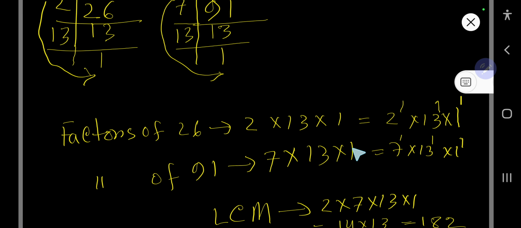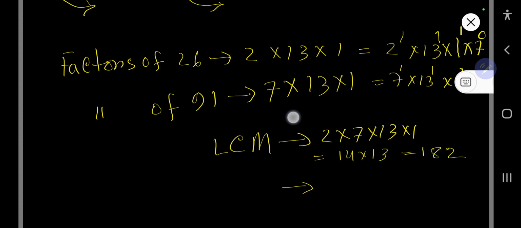So look, for 91 we don't have 2 to the power something, right? So we can write here 2 to the power 0. As you know, x to the power 0 is equal to 1, right? And for 26 there is no 7 to the power something, so we can write 7 to the power 0, right? So I will write this 2 to the power 0 here.